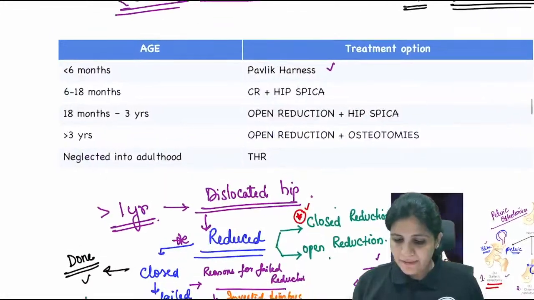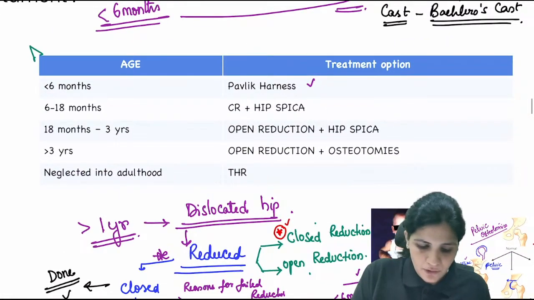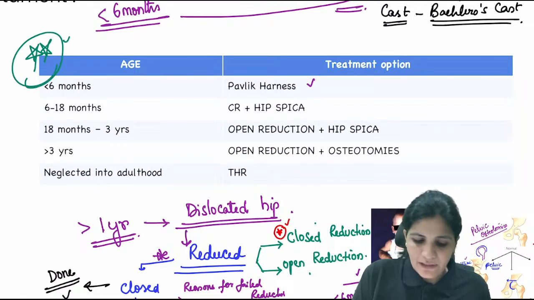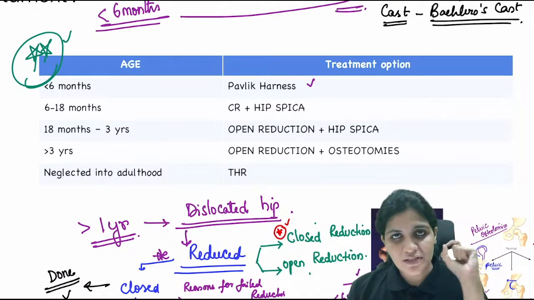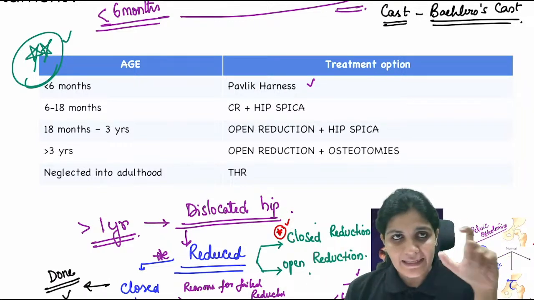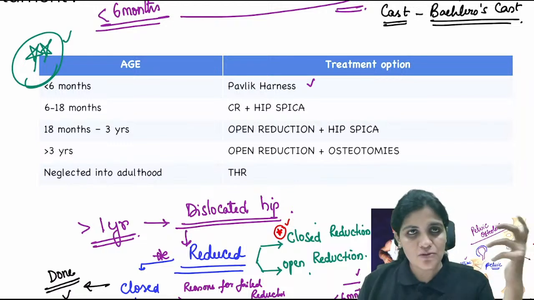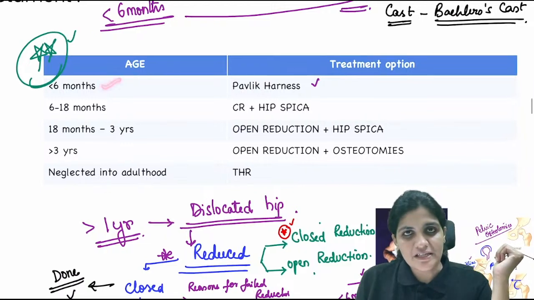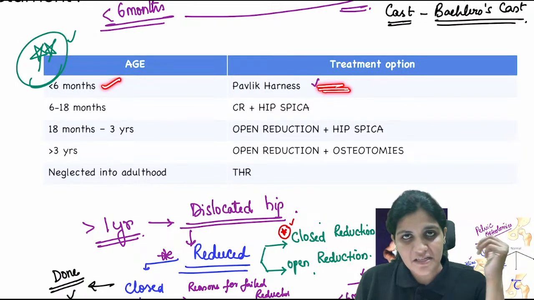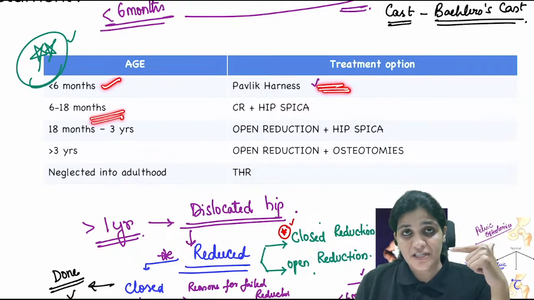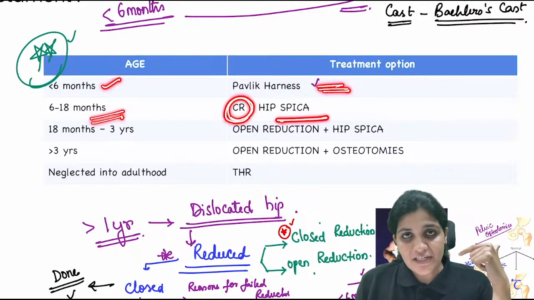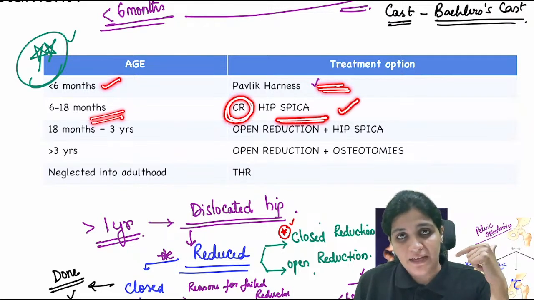So this is the table, which is very, very important. You know everything in the background, but you have to put it in a presentable way in the exam. So this table has to be written in the exam. There is nothing to mug up here. We already know if it is less than 6 months, you go for Paediatric Orthopaedics, that is the splint. And if it is 6 to 18 months, you try for closed reduction first. And then if reduction is successful, you go for hip spica.